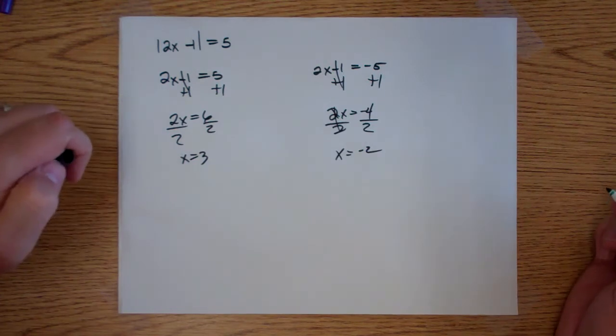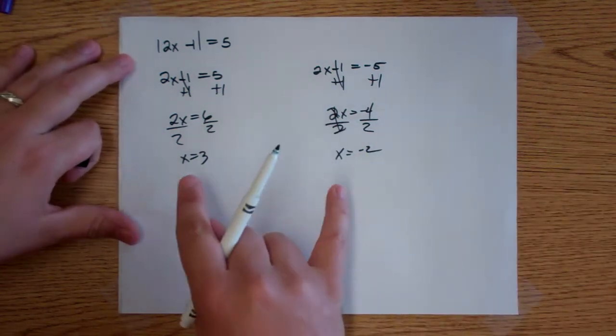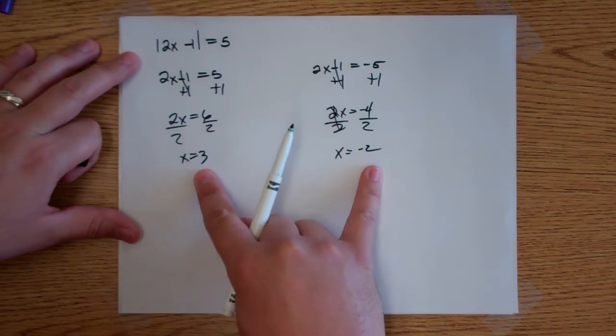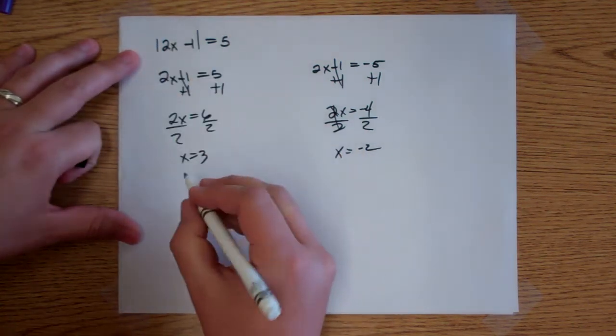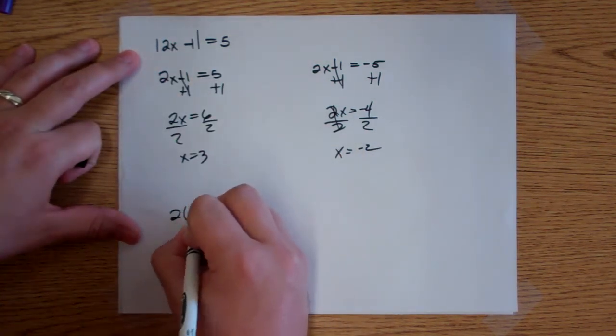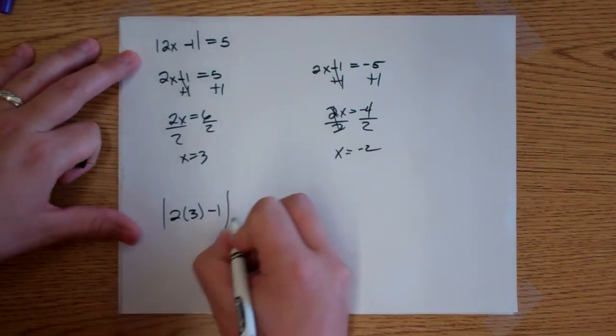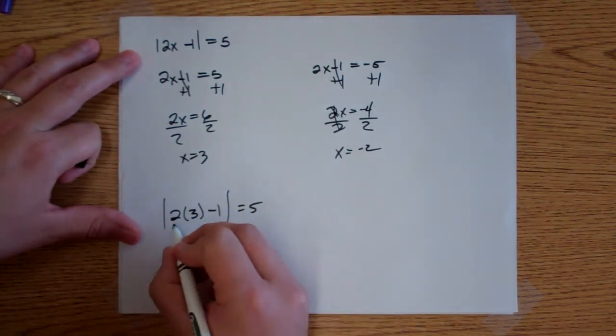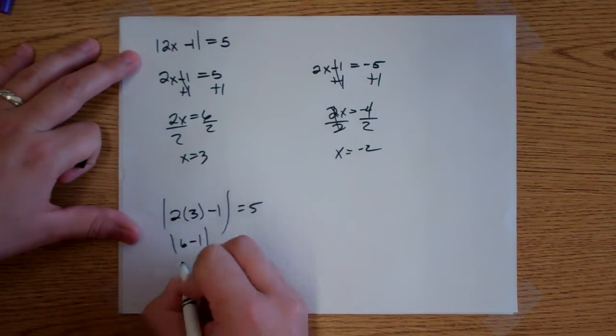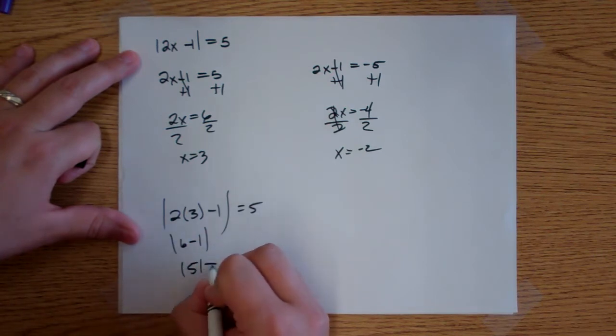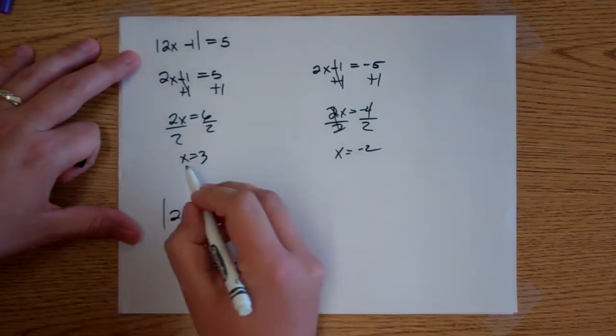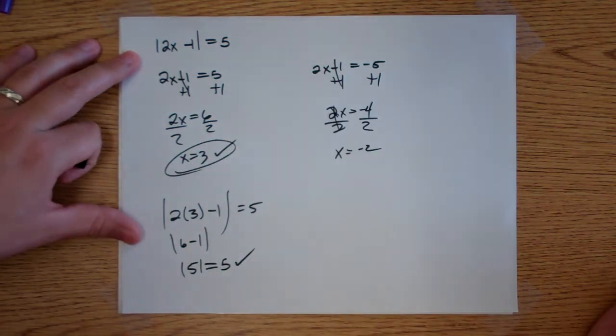All right, now, you always want to check your solutions. So let's put the 3 back in. 2 times 3 minus 1, the absolute value of that should equal 5. Well, this is 6 minus 1. 6 minus 1 is 5. The absolute value of 5 is 5. Check, so x equals 3 checks out.